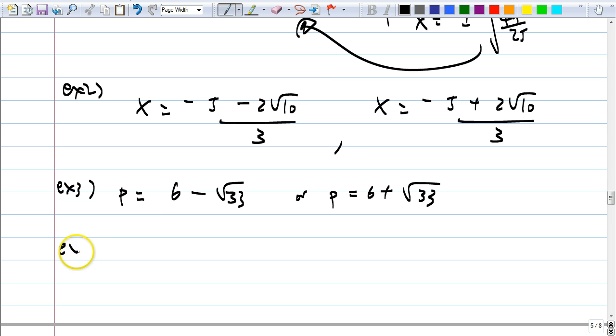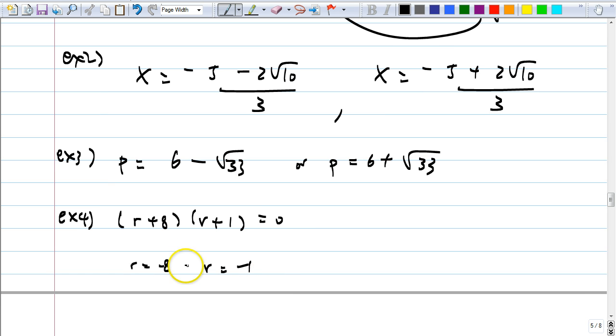Okay, what about example 4? Which method did you use? Yeah. It factors. What does it factor to? You get r plus 8 times what? r plus 1. Yeah, equals 0. Exactly. Any question? Easy. How many people got all 4 of them right? Good. You think you could do something like this for your homework and so forth? Okay, good.